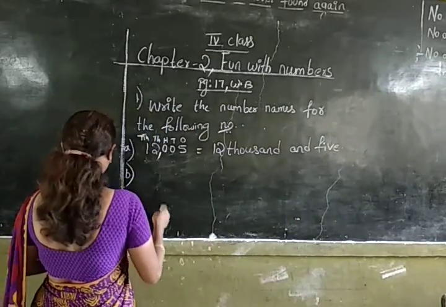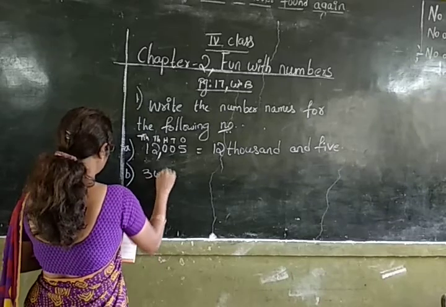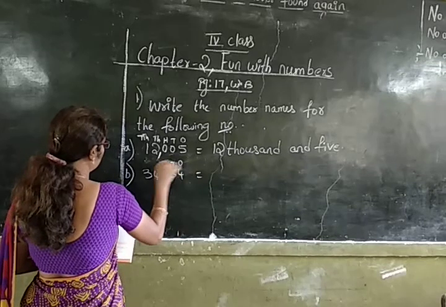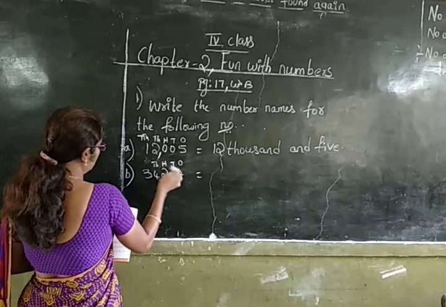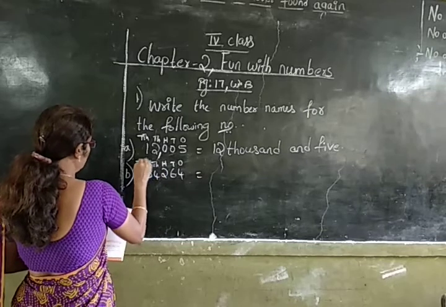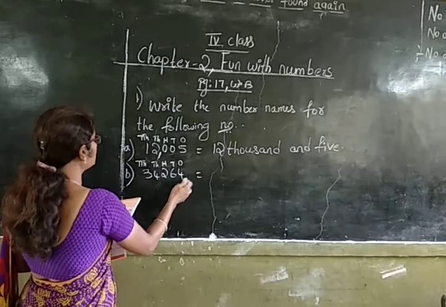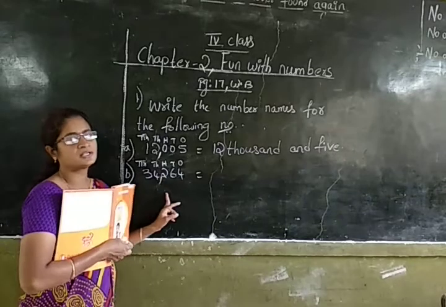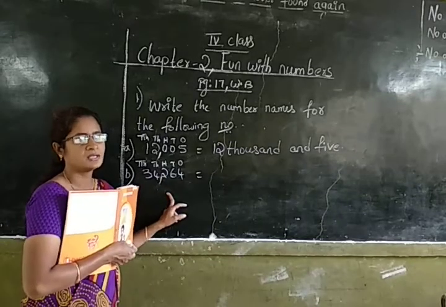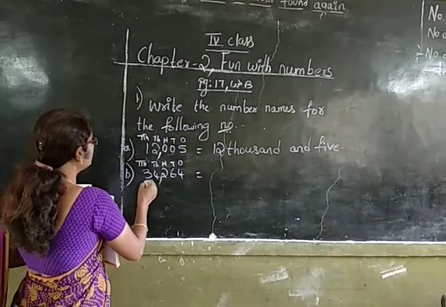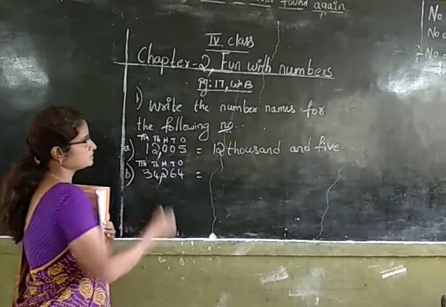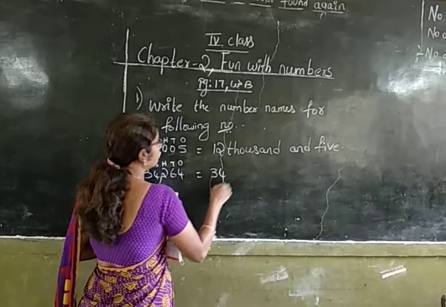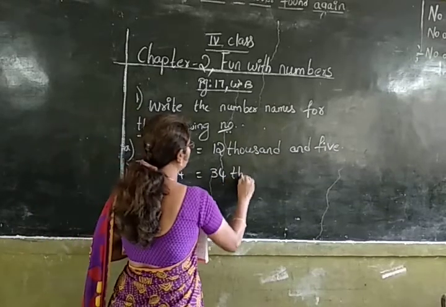Now let us do the B sum. First you have to write the places: ones, tens, hundreds, thousands, 10,000s. After writing the places, I have to place the comma after hundreds place. I told you that comma will make us read the number easily. So 34 is in which period? 34 is in thousands period. So 34,000.